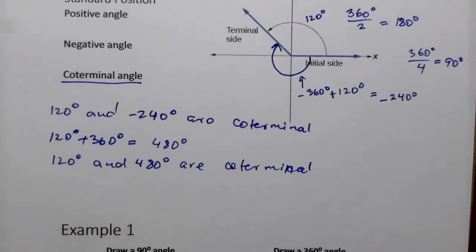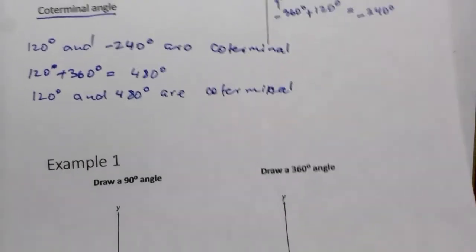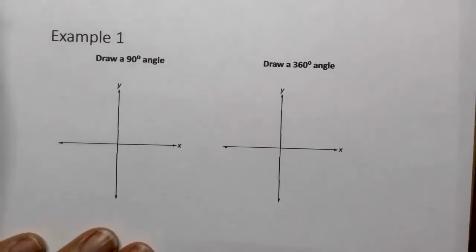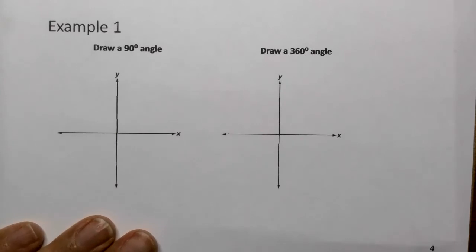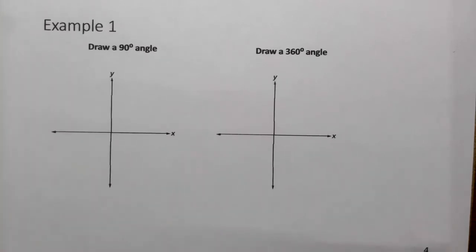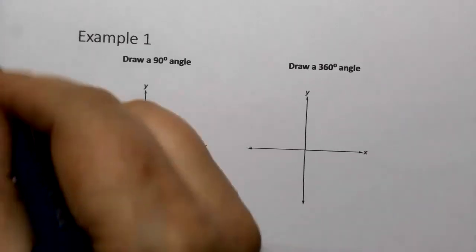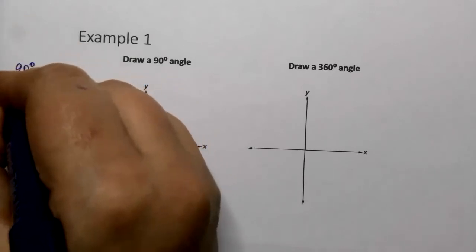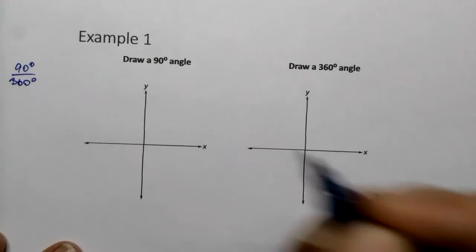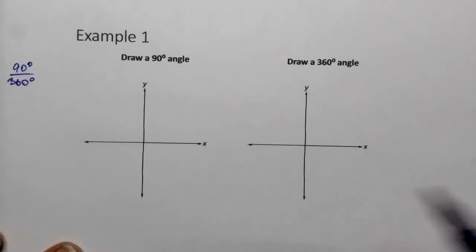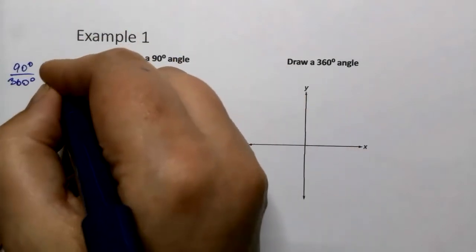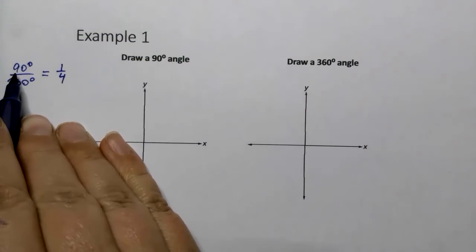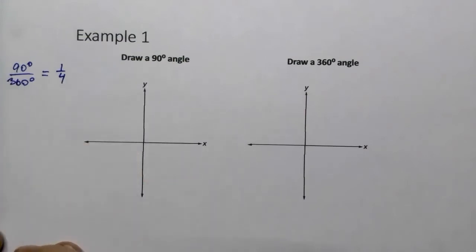Okay. So if you are asked to draw a 90-degree angle, how do you do that? For 90 degrees, we already know that you need to figure out which portion of 360 that's going to be. And we already know that if you simplify it, it's going to be 1/4. So 90 degrees is a 1/4 of the full circle.